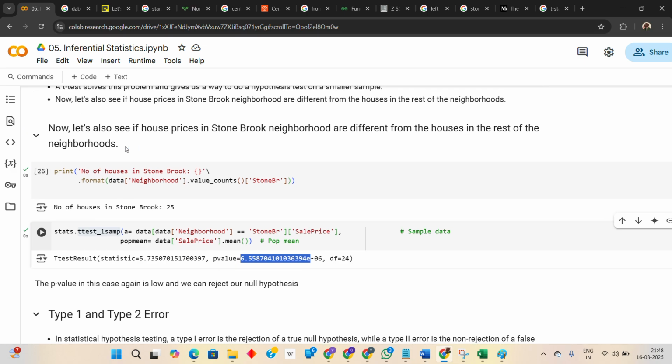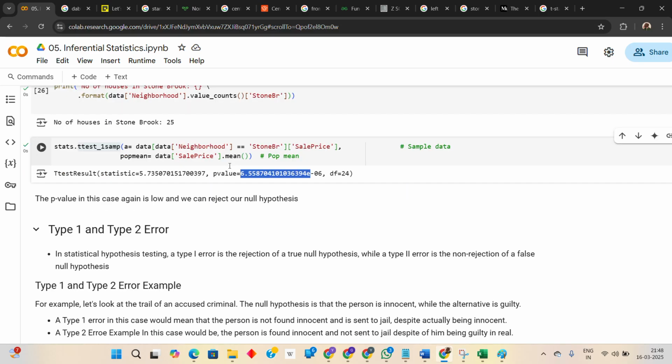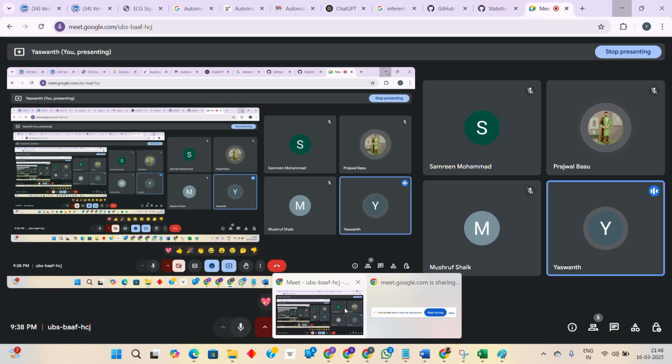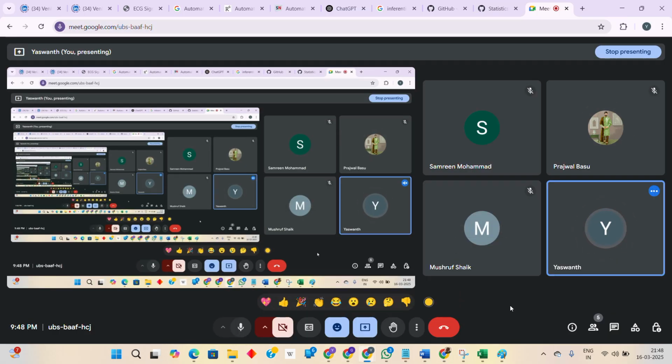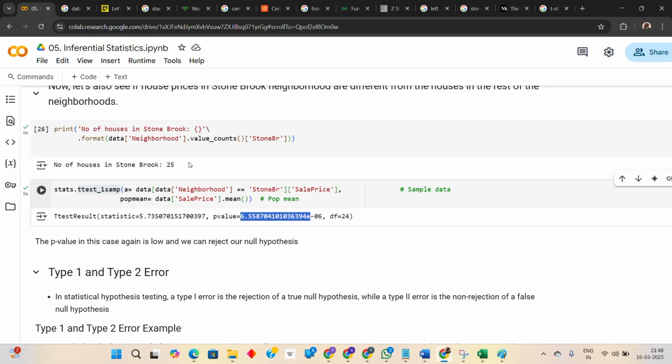Is that clear? How to do the null hypothesis and alternate hypothesis, when to use the t-test and when to use the g-test. Is that clear? Can I get a quick confirmation if it is clear? Good. Thank you, Rajwal. Yes, Session. Yeah, very good, Mushraf. So it is an easy concept only.